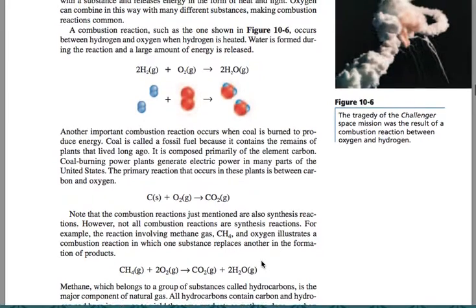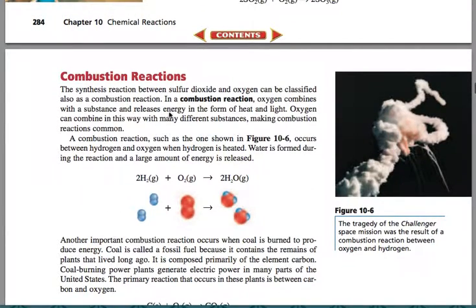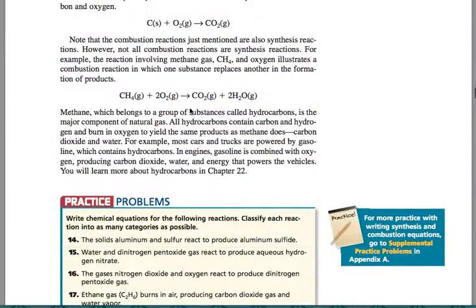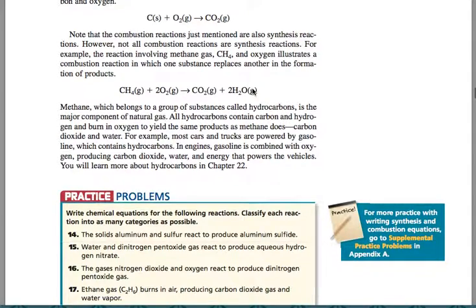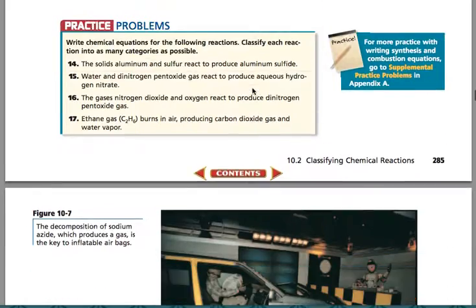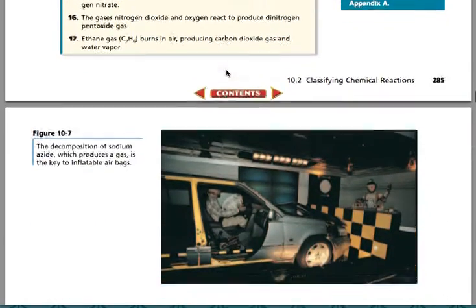Okay, so a combustion reaction is when oxygen combines with a substance and releases energy in the form of heat and light. So it might be a synthesis reaction like this one, or it could be a replacement reaction like this one, which we haven't learned about yet, but we're going to, I think, in a moment. Okay, here are some practice problems for you to look at on your own.